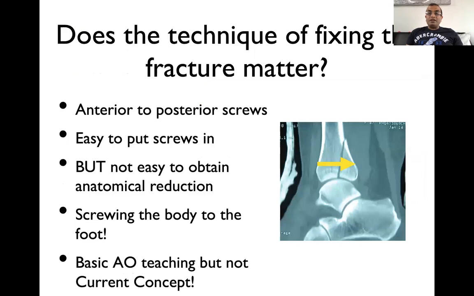Now, which technique do we use to fix the posterior malleolus? The easier one to do is anteroposterior screws. They are very easy to put in, but they need an anatomical reduction prior to that stabilization, and it is very difficult to judge that anatomical reduction, especially in the image intensifier films. But it defies logic. You're trying to screw the entire body onto the foot. Although it is the basic AO technique, it's not the current concept.